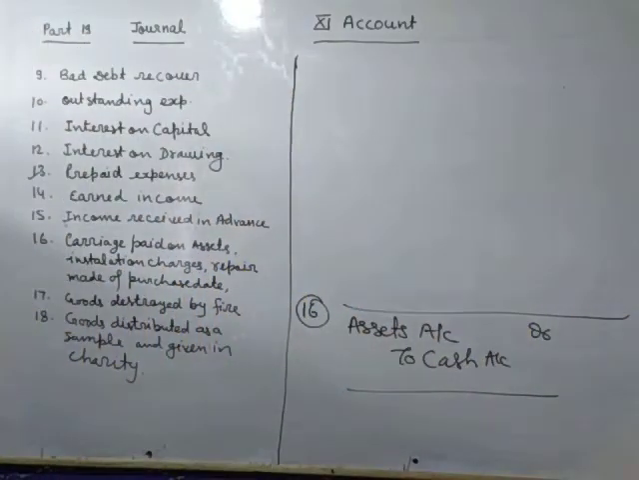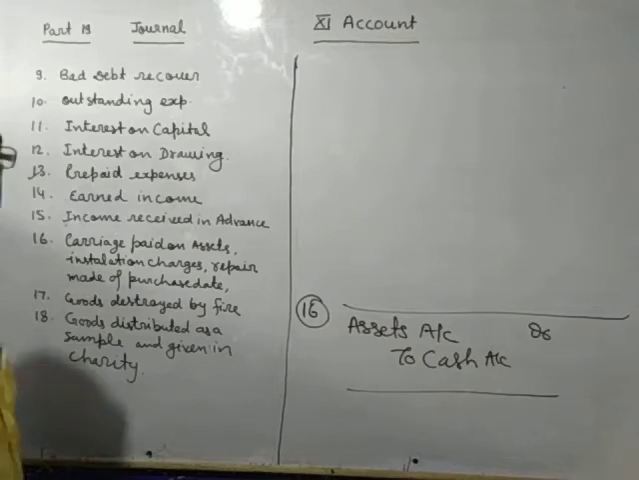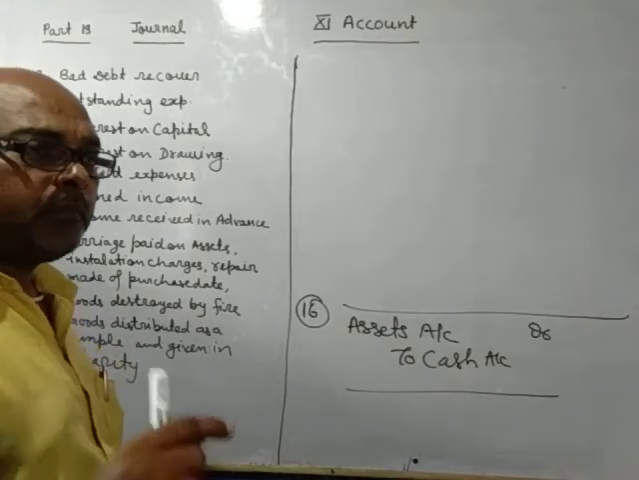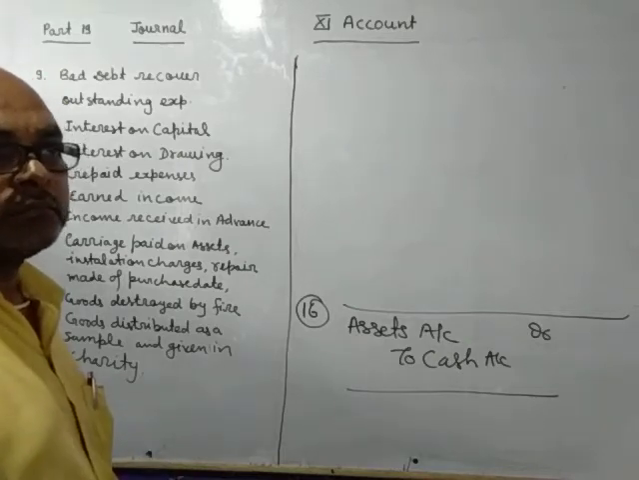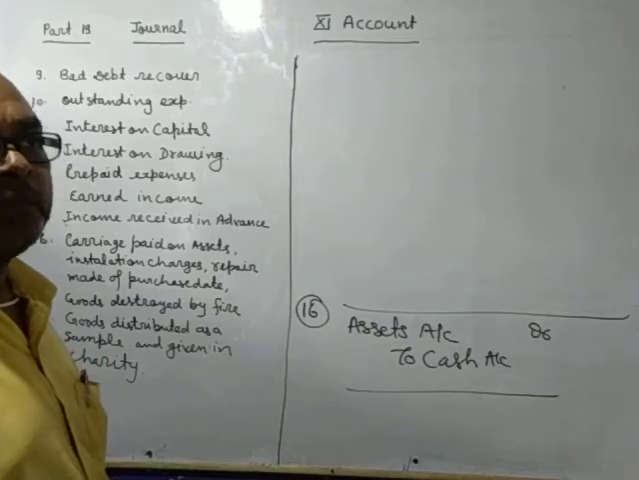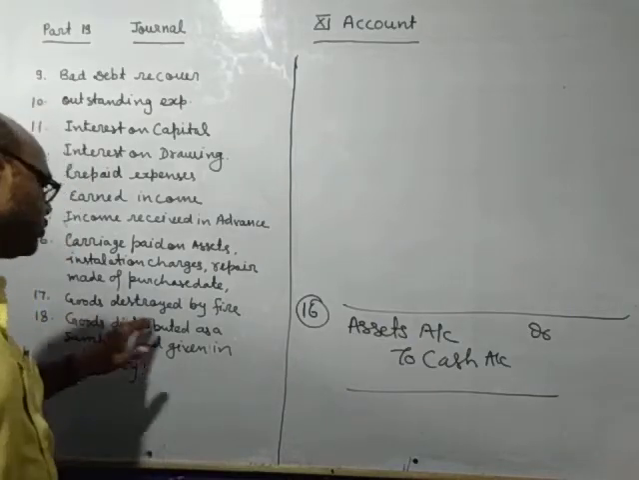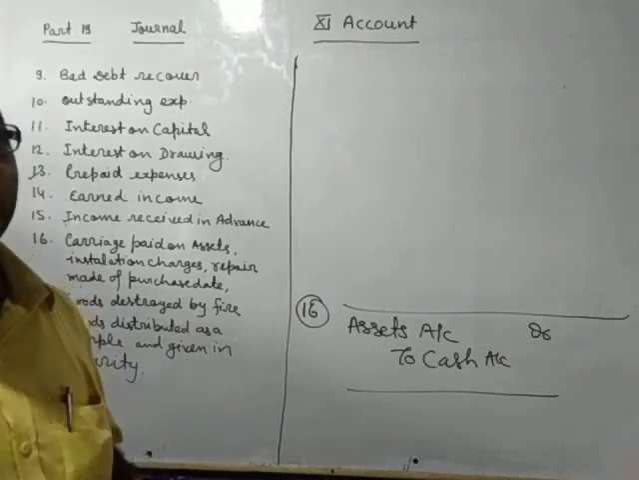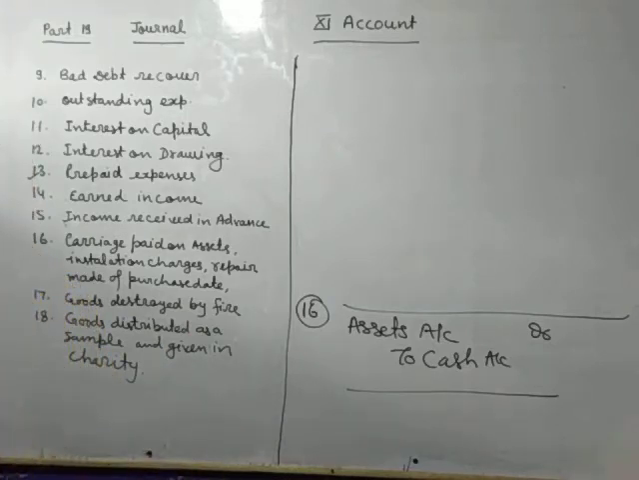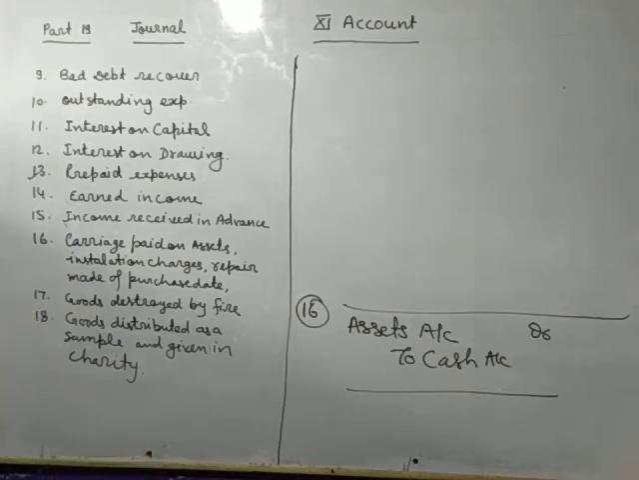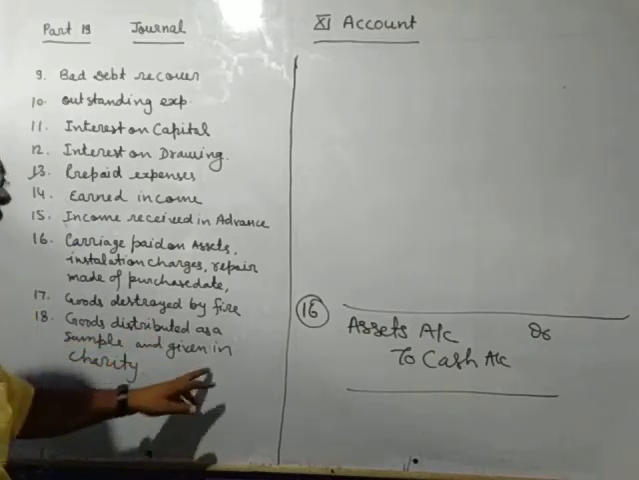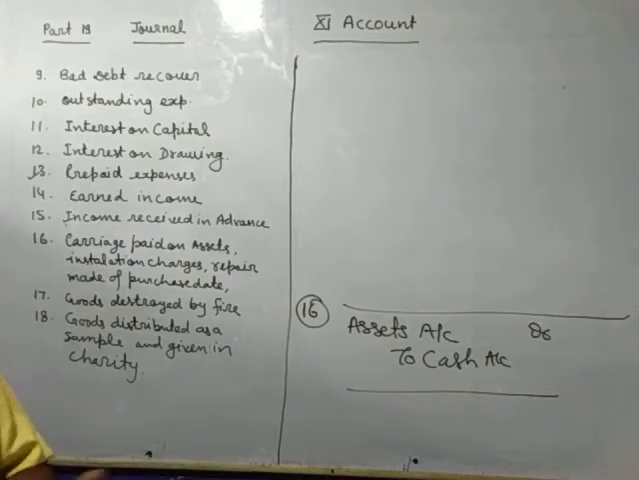Now, if you sell the goods, then sales account will be credited. But for any other purpose, when goods are going outward, the purchase account will always be credited. Like such, goods destroyed by fire. In that case, the goods will be reduced, so purchase account will be credited. Goods distributed as a sample, goods will be reduced, so purchase account will be credited. Goods given in charity, goods go out, reduced, so purchase account will be credited.